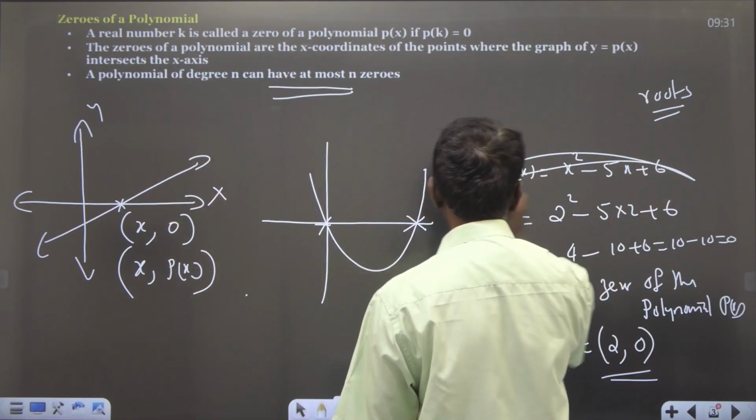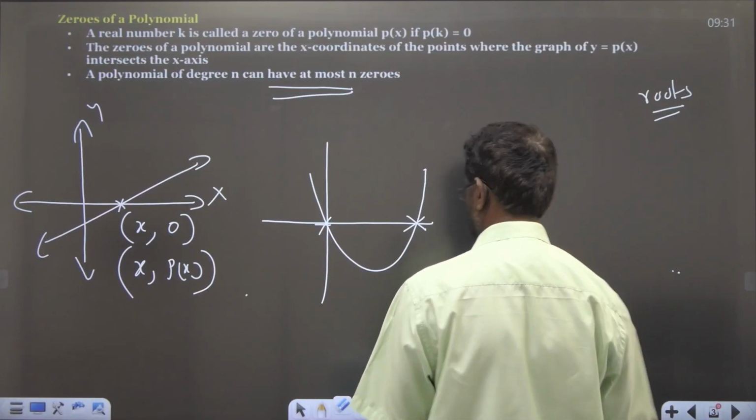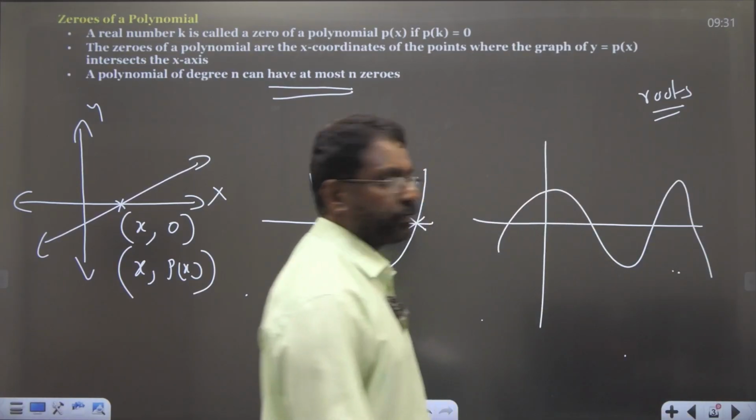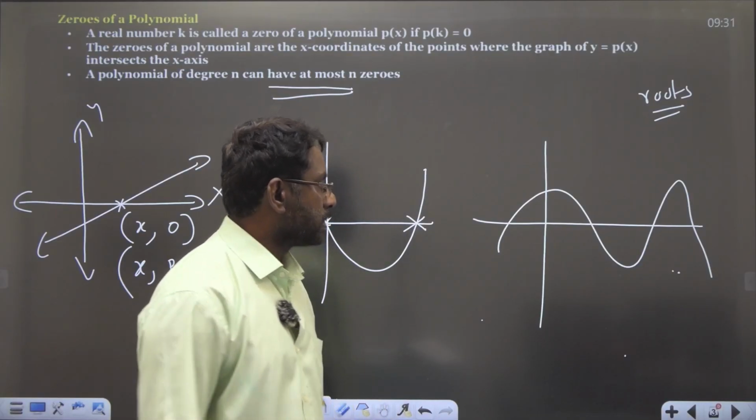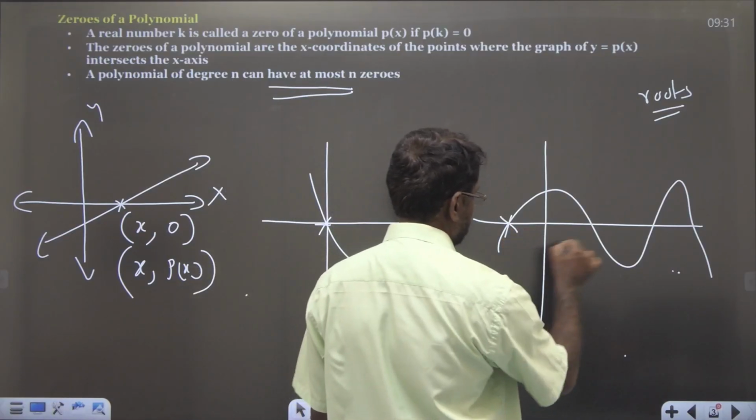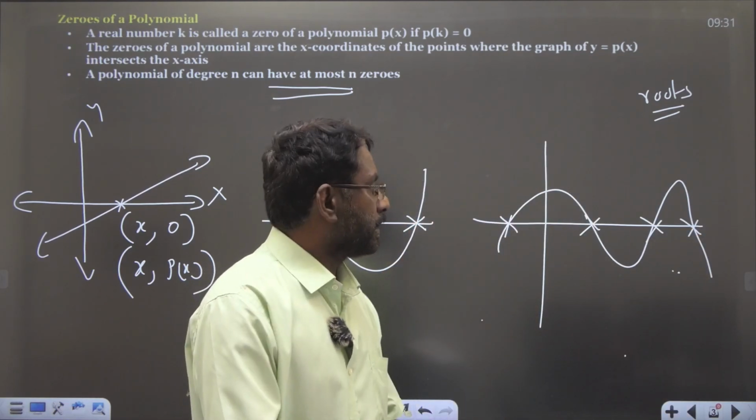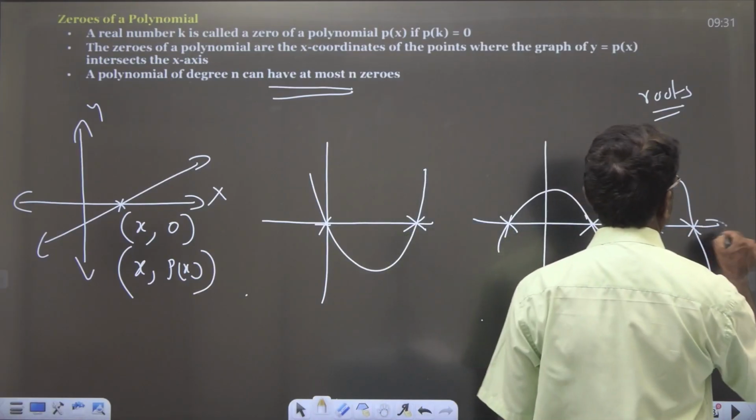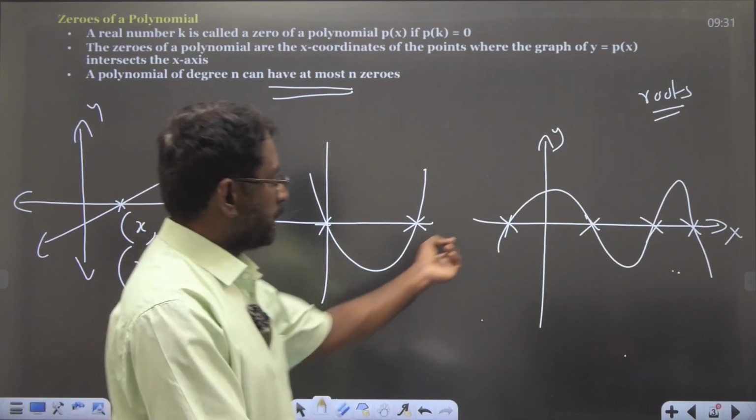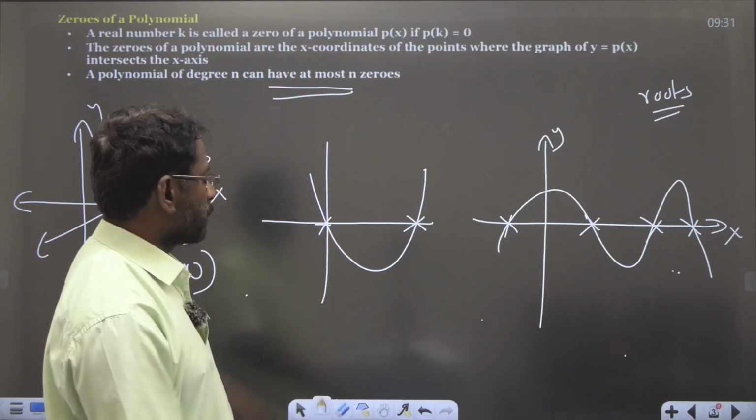I can give another graph. This is the graph of another function. The number of zeros means the number of points at which the graph crosses the x-axis. This is 1, 2, 3, 4. So the number of zeros is 4. Graphically we can find it like that. The given graph meets the x-axis at 4 points, so we can say that the number of zeros is 4. Here the number of zeros is 2.